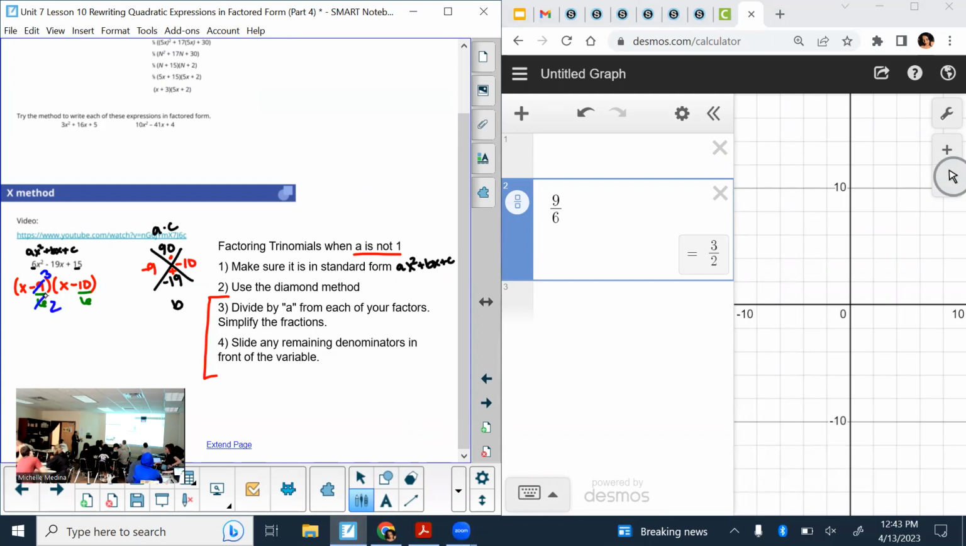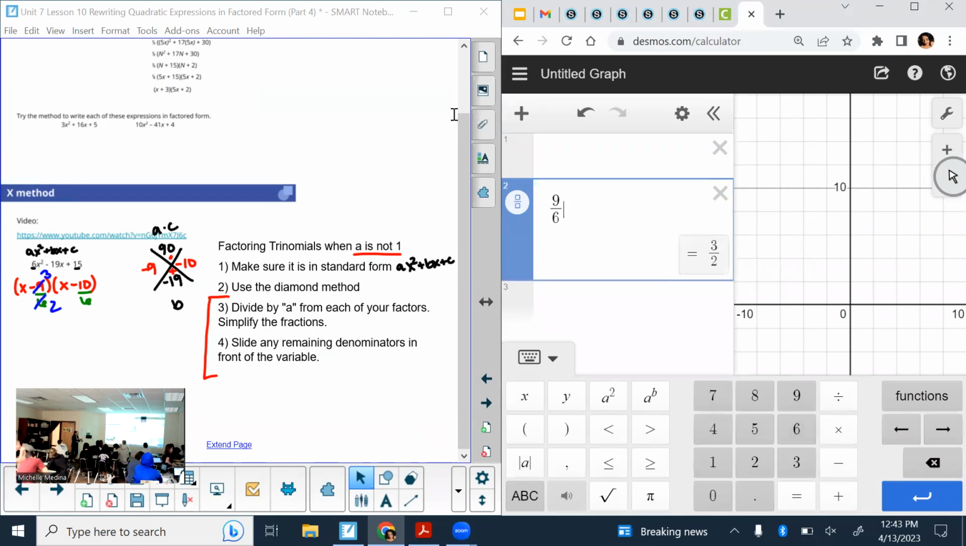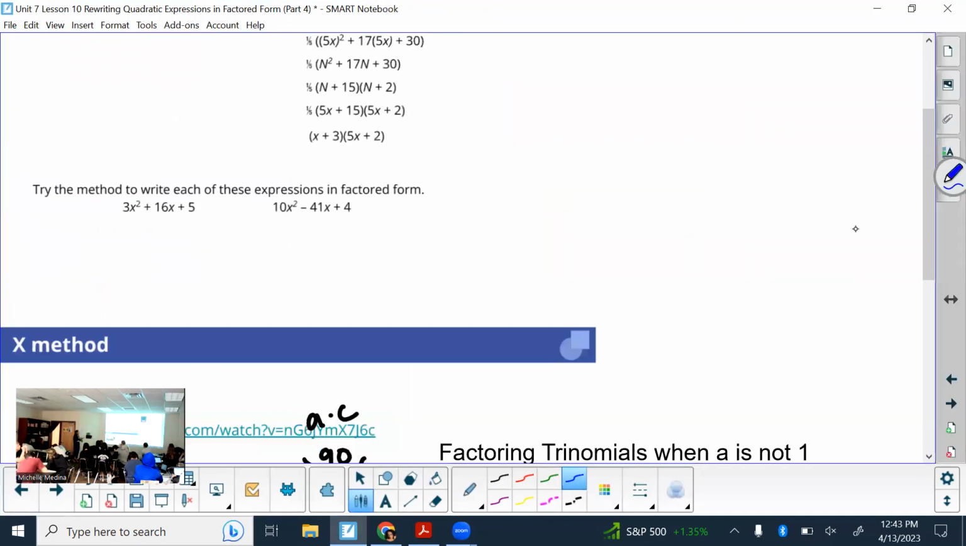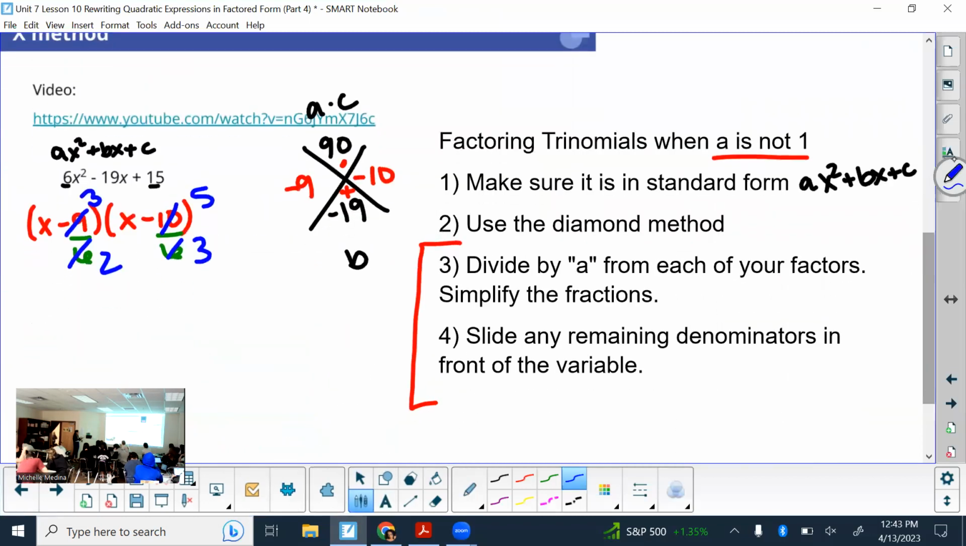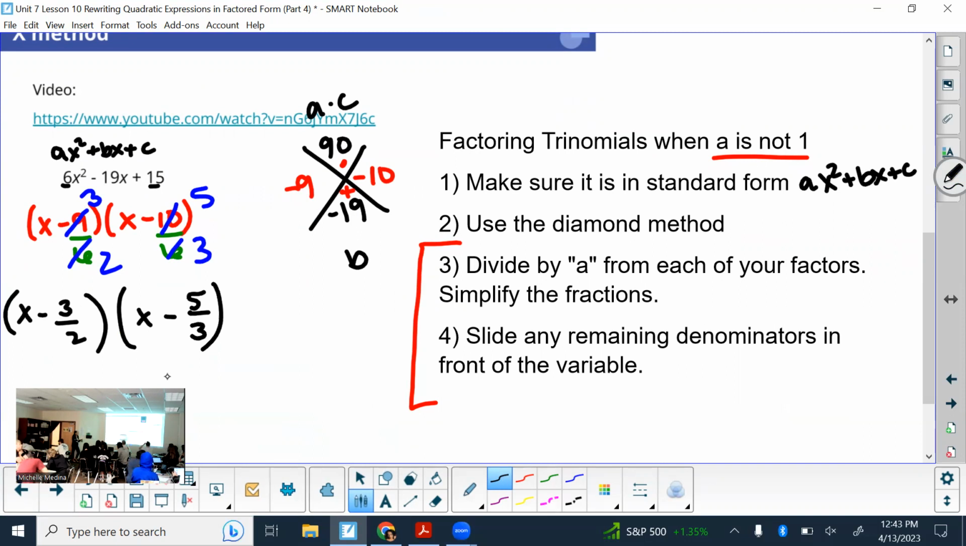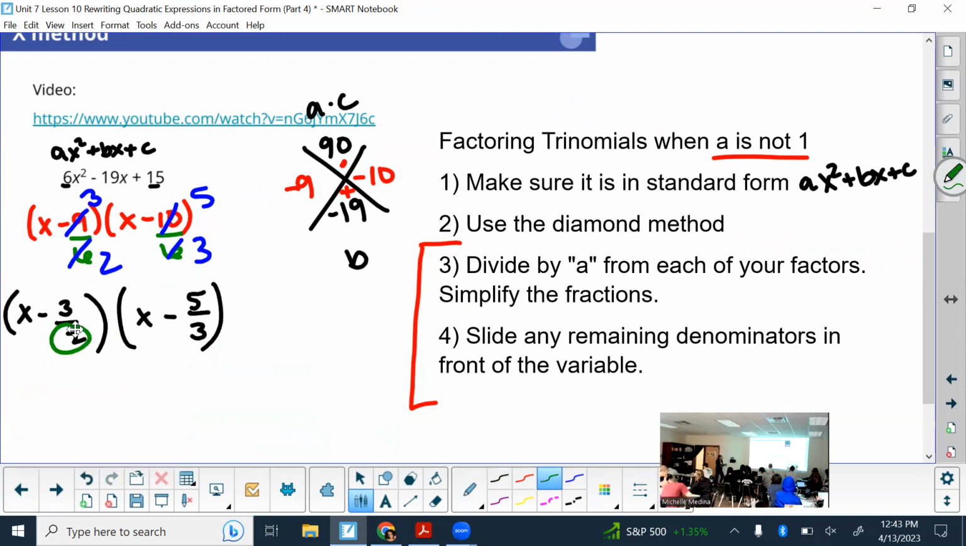What does 10 over 6 simplify to? 5 over 3, because 2 goes into both. And then of course the calculator verifies it. Questions on the simplifying? Okay, usually I will write out this step just so that it looks nicer. But after you simplify, you do what? You slide. It kind of rhymes a little bit, so that's why we say it like that. Simplify the fractions. We're sliding any remaining denominators in front of a variable.